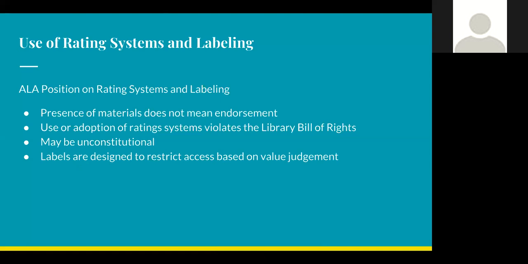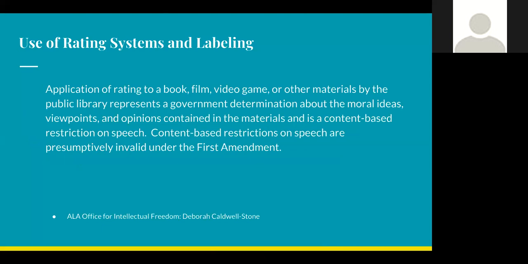So if you use or adopt a rating system that's generated, because those rating systems have to back up their opinion, they're the views of an independent agency, then you are violating our Library Bill of Rights, and it may be unconstitutional. So you have to defer to your state law. And you have to remember those labels are designed to restrict because they're based on a value judgment. So just be careful. And we found a statement that says, no one person should take responsibility for judging what is offensive. Such voluntary labeling in bibliographic records and catalogs violates the Library Bill of Rights.